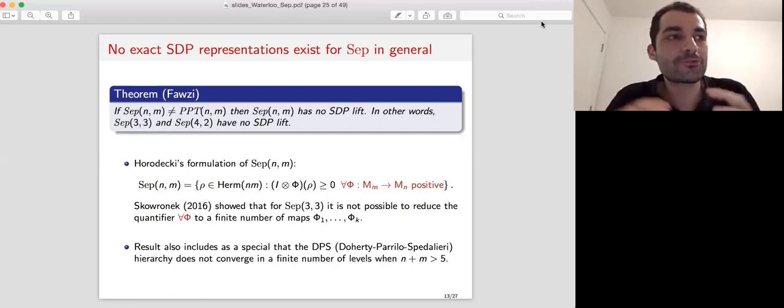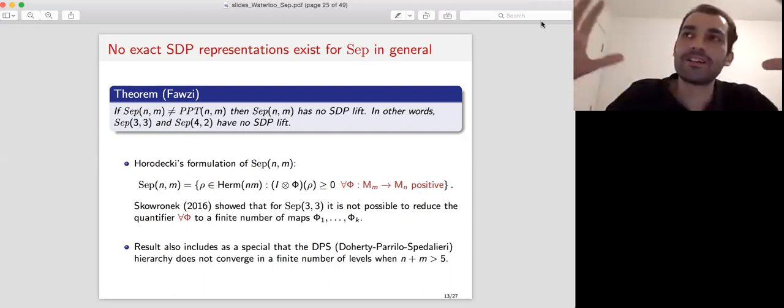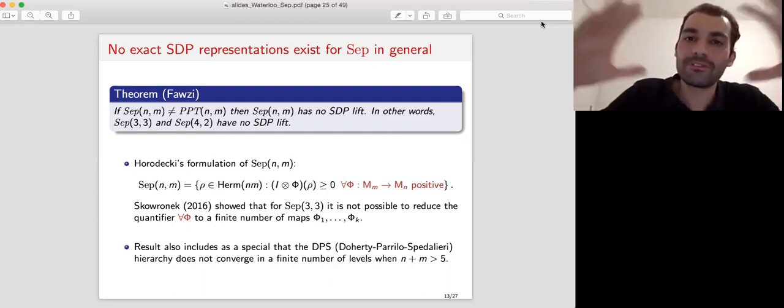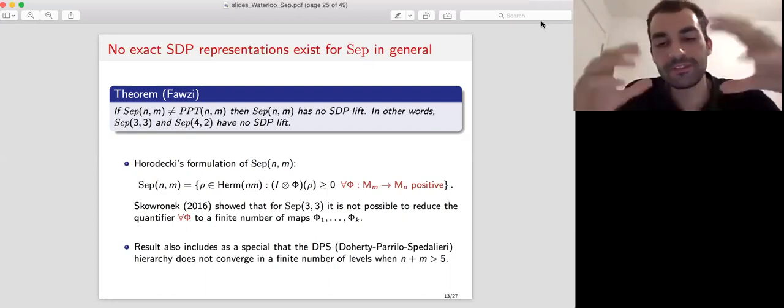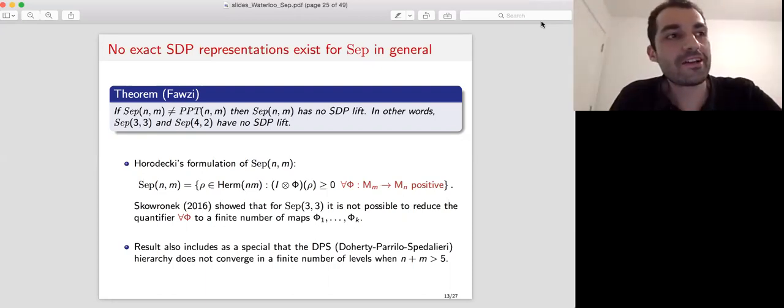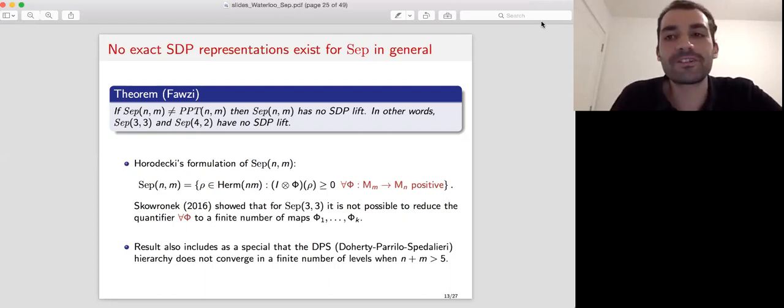So you need to show that your SDP is actually a nice SDP, in the sense that you can bound the radius of this set S, and then obviously the size of the SDP has to be small. It's not inconceivable, for example, that SEP could have an SDP lift of size, I don't know, 2 to the n or something like that.